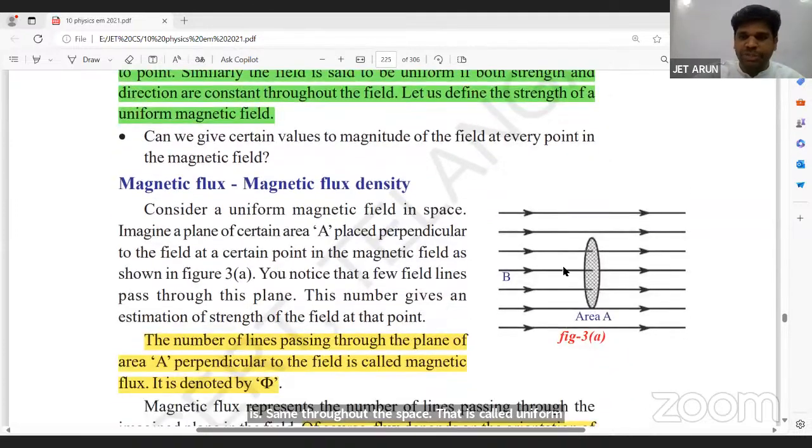For example, this is a uniform field, students. Ikkada right picture undi kada, parallel lines unnai, they are spaced equally. That means my magnitude is remaining constant and the direction is always towards right. So direction is also remaining constant. So this is a uniform field.